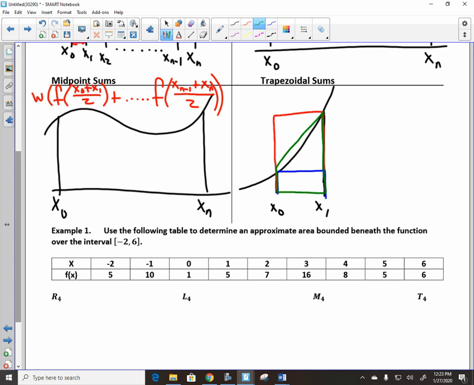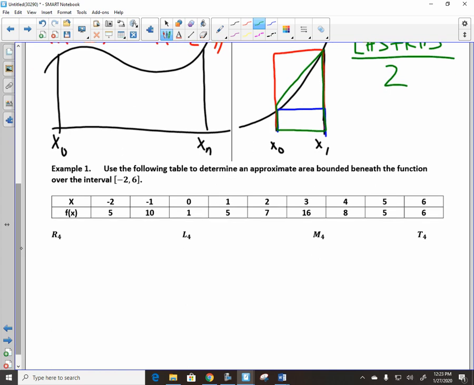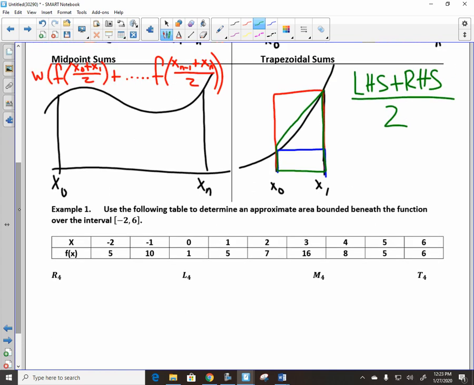So for right now, instead of talking about the definition of a trapezoid, the area is 1/2 times the height times the sum of the bases. That's our formula for the area of a trapezoid, right? We're going to use a very simple approach and say it's the left hand sum plus the right hand sum divided by 2. So once we find the left hand and the right hand, we can divide by 2. It might seem intuitive that the midpoint would be the average, but that's not the case. It's the trapezoidal.